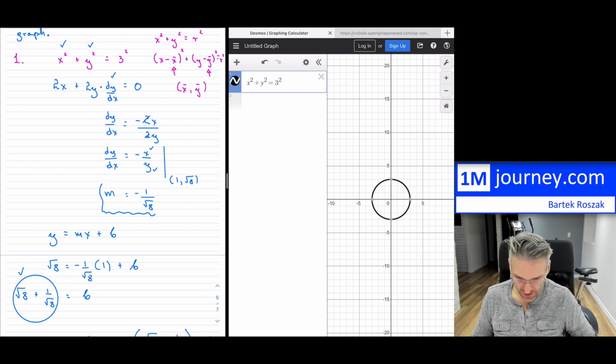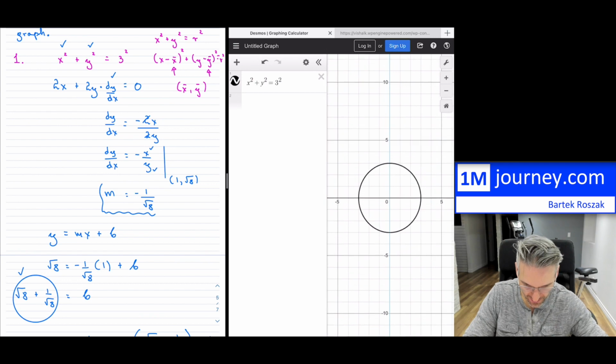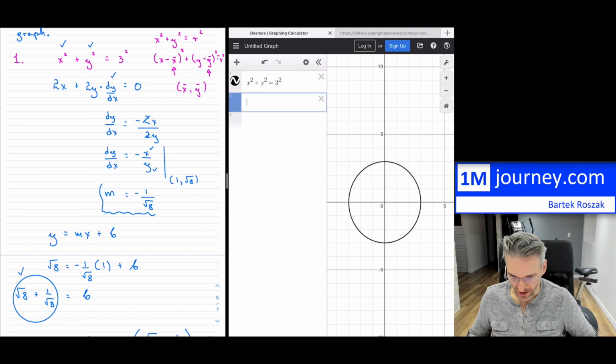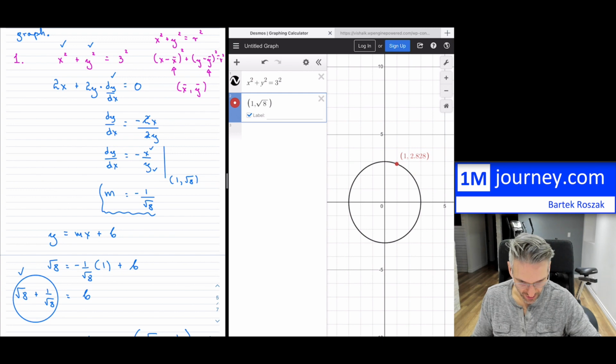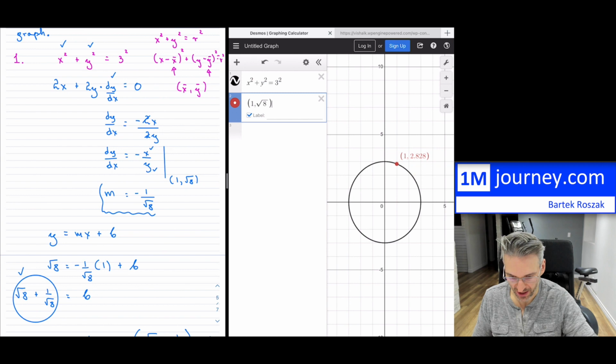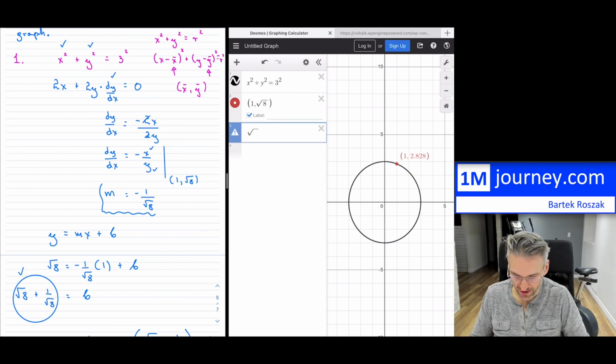And I guess this was 3 squared. So that's my circle there. Maybe let's put the point there as well: 1 and then square root of 8. Okay, so that will be that. Let's label it. There you have it. So it's 2.828. And then the square root, you can always find it. If you pop up the keyboard there, you can see that square root there. But if you write SQRT, then Desmos actually converts it and gives you that square root. So you can do that as well.